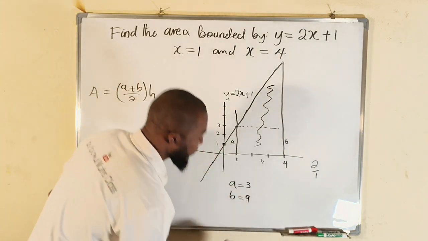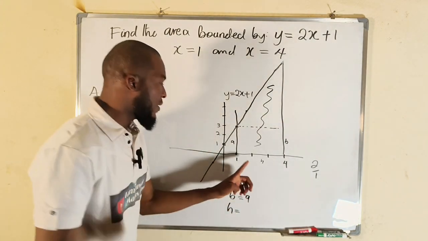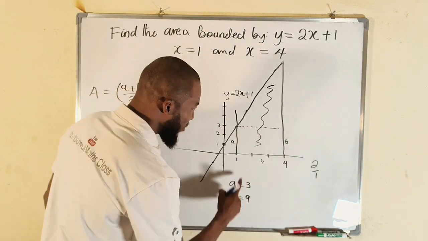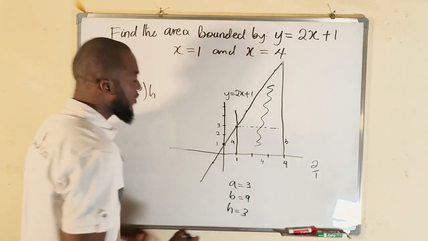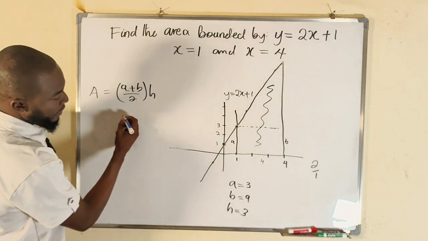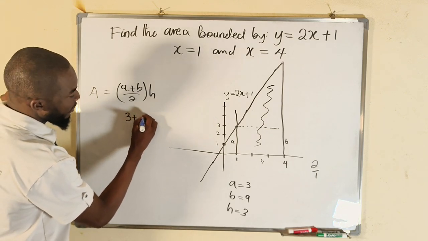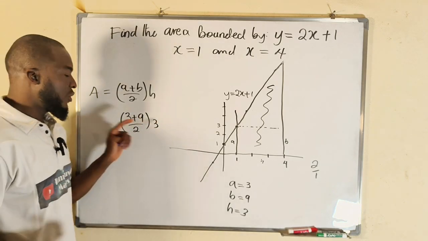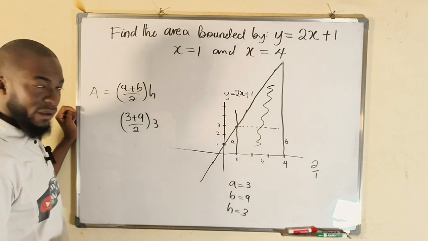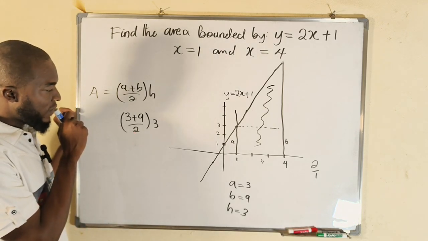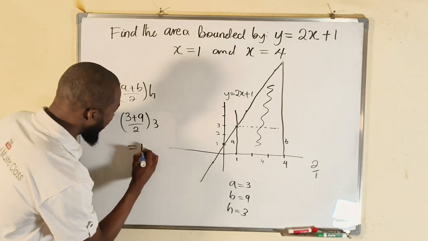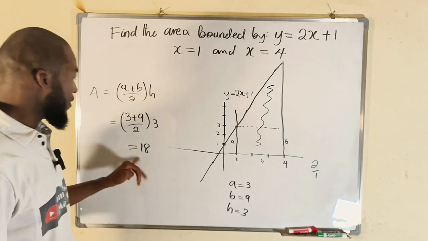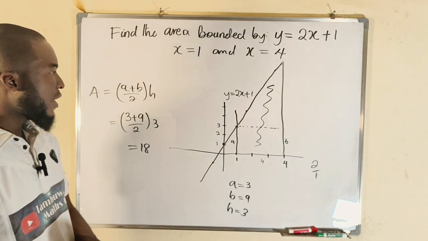So this is 9. And h is the distance from 1 down to 4. If you take the difference, it will give you 3 because 4 minus 1 is 3. So just plug it here. We have 3 plus 9 divided by 2 multiplied by 3. 3 plus 9 is 12, right? Then 12 divided by 2 is 6, and 6 times 3 is 18. Therefore, the area under the curve between these functions and x-axis is equal to 18. But let's try another way.